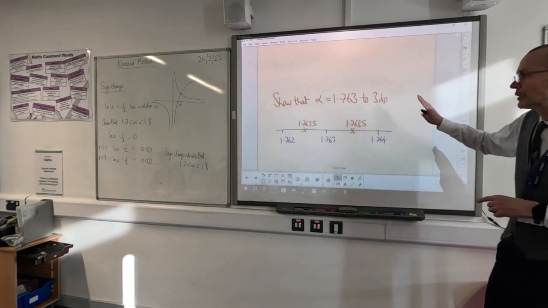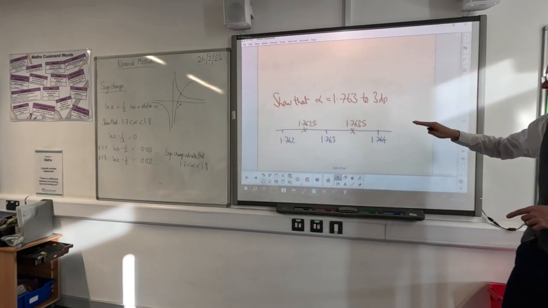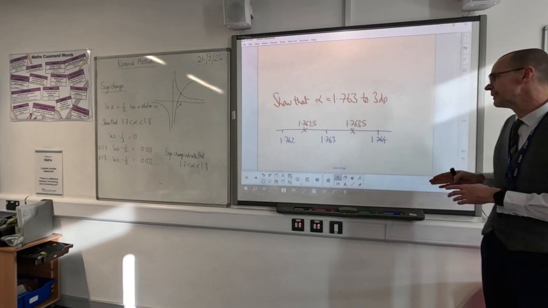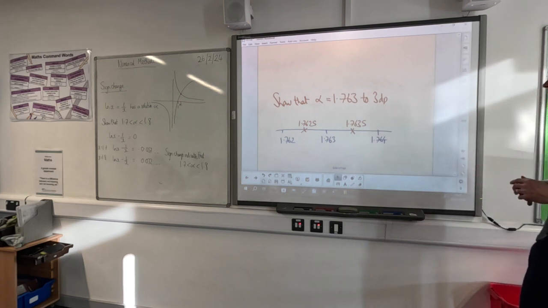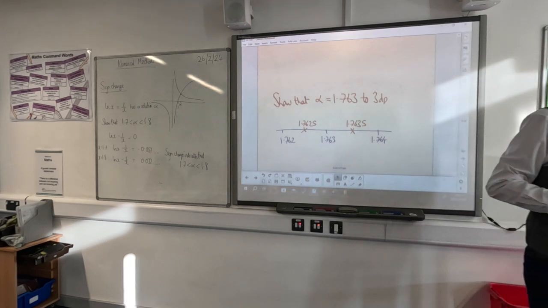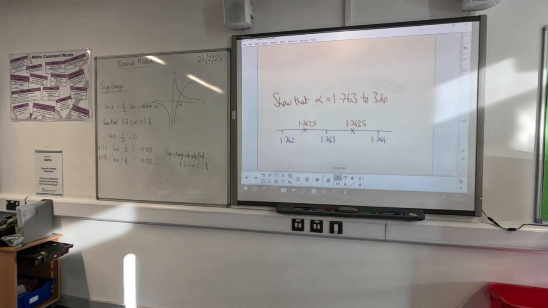So in order to do that, we just then try those two more accurate values. And this time I'm going to say sign change indicates that alpha equals 1.763 to 3 decimal places. So again, I'm saying sign change indicates that. So just double check that that works.